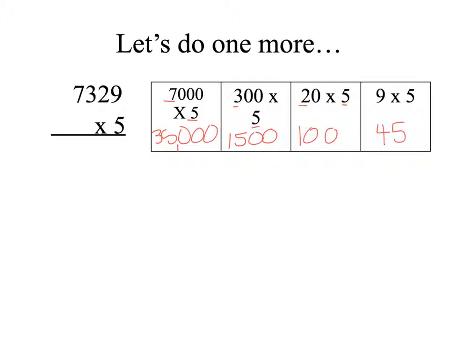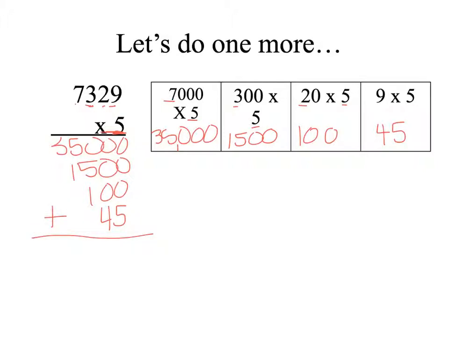Using partial products, I think that in my head. I think if I multiply 5 times 7,000, I get 35,000. Now I'm going to multiply my 5 times 3 hundreds to get 15 hundreds. Now I'm going to multiply my 5 times 2 tens to get 10 tens. And I'm going to multiply 5 times 9 to get 45. I add all those numbers together just as I would in this problem to get my answer. So the answer is 36,645.